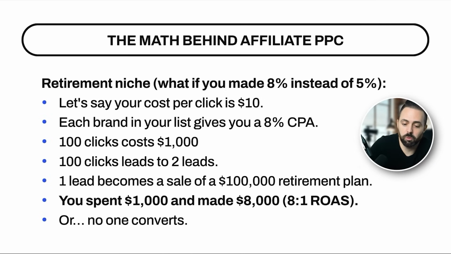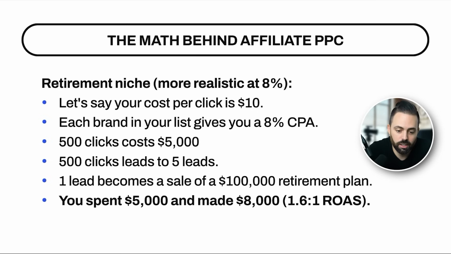Now, here's an interesting example. What if you made 8% instead of 5%? Just a little 3% more can be really high in a high ticket category. So instead, now the 100 clicks cost you $1,000. You got a lead, but now you're making $8,000 for that same sale. That's 8-to-1. Or again, no one converts.